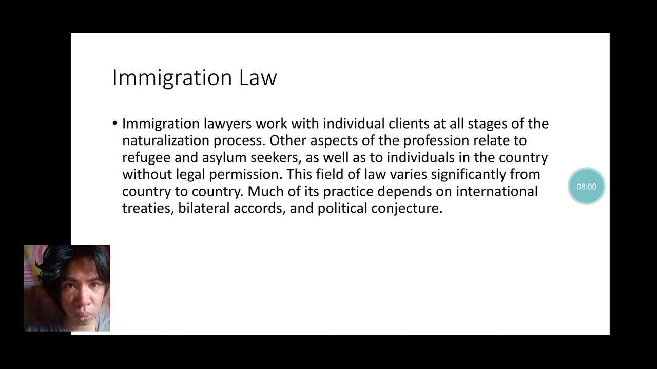So immigration law works with individual clients at all stages of the naturalization process. Other aspects of the profession relate to refugees and asylum seekers, as well as to individuals entering a country without legal permission. This field of law varies significantly from country to country. Much of its practice depends on international treaties, bilateral accords, and political conventions.